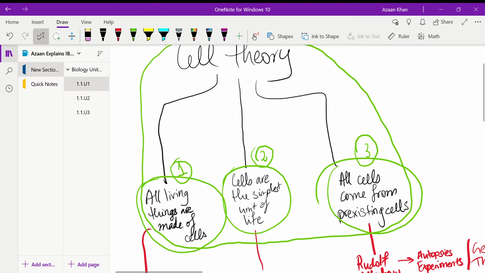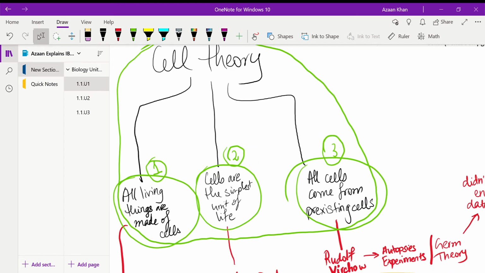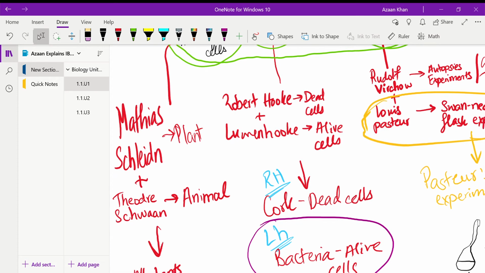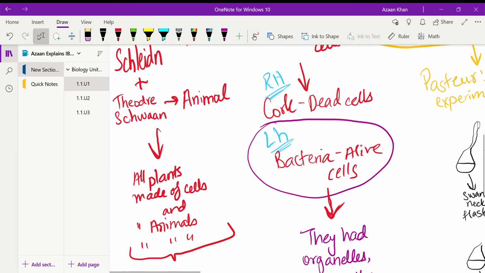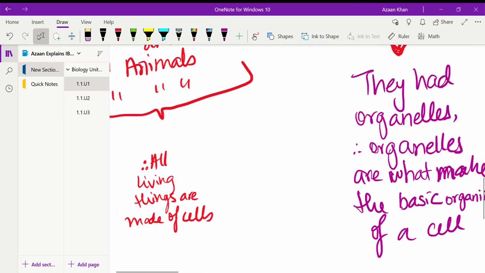We need to understand as well how these statements came about, and when we look further into Unit 1, we'll start delving into Statement 3 a lot more closely. So Statement 1 came from Matthias Schleiden and Theodor Schwann. Matthias Schleiden was a botanist while Theodor Schwann was a zoologist, and they both realized that under microscopes, which were becoming a very big thing back then, all plants and all animals contained cells. They finally found out after a lot of communication that all plants were made of cells and all animals were made of cells. Hence, all living things must be made of cells.